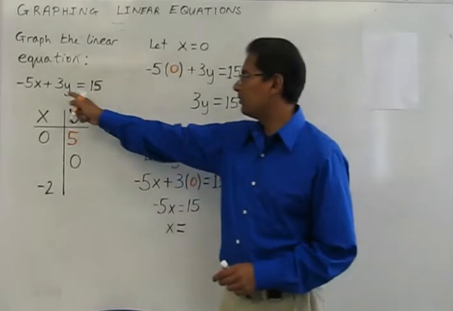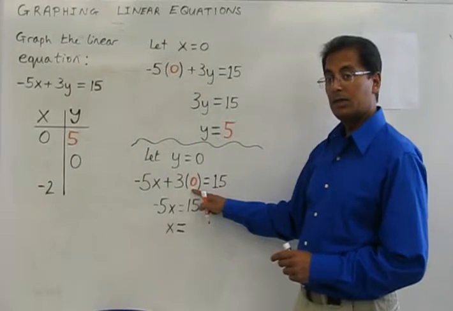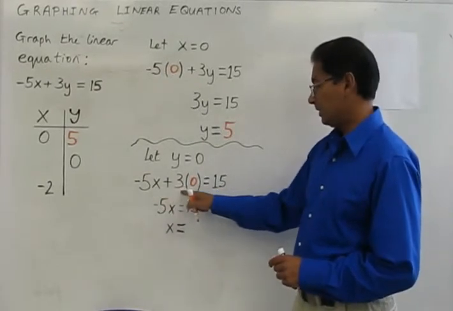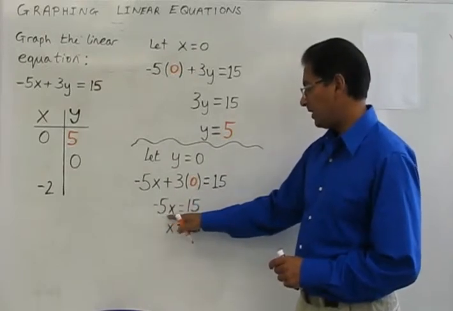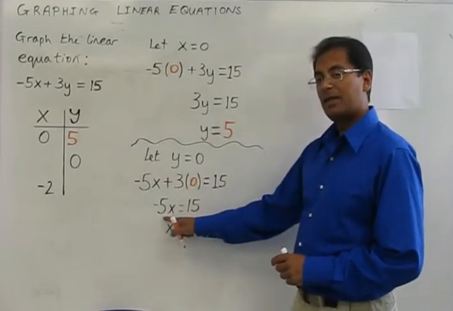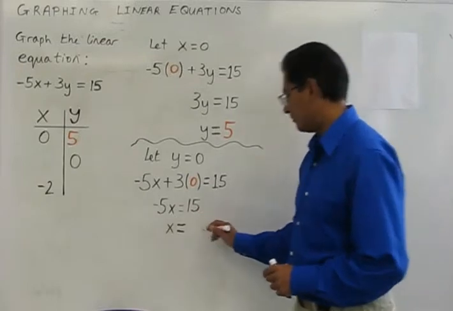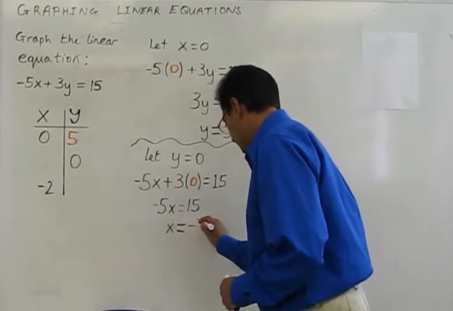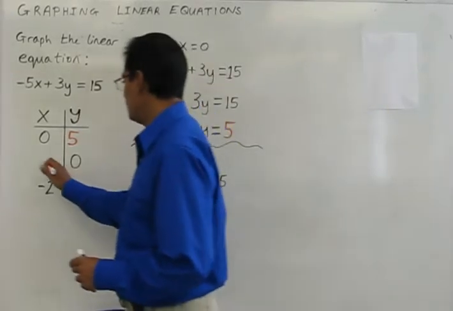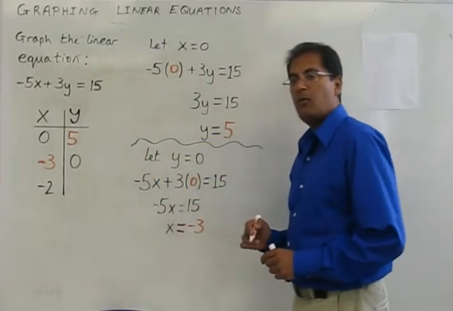Now, let's choose y equal to 0. We plug that into our equation, so we get negative 5x plus 3 times 0, because y is 0 this time, equals 15. 3 times 0 is 0, so we get negative 5x equals 15. We divide both sides by negative 5. 15 divided by negative 5 is going to give us negative 3. So x is negative 3 when y is 0. Okay, so we have 2 points.